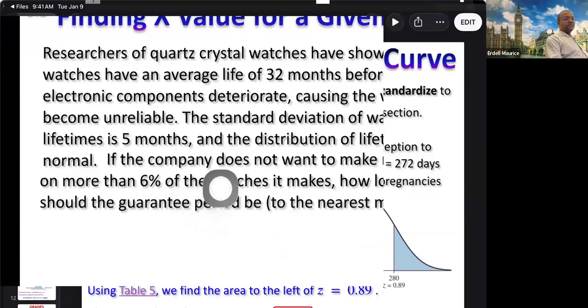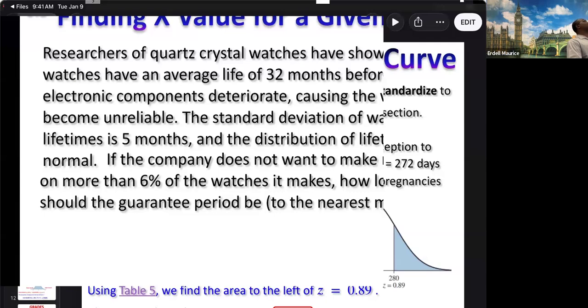If the company does not want to make refunds on more than 6% of the watches it makes, how long should the guarantee period be to the nearest month? In other words, if they have a warranty program, if the watch becomes unreliable or unstable, they'll pay you for it. But they only want to pay 6% of people. That's their acceptable level for their business operations. How long should they make the warranty?